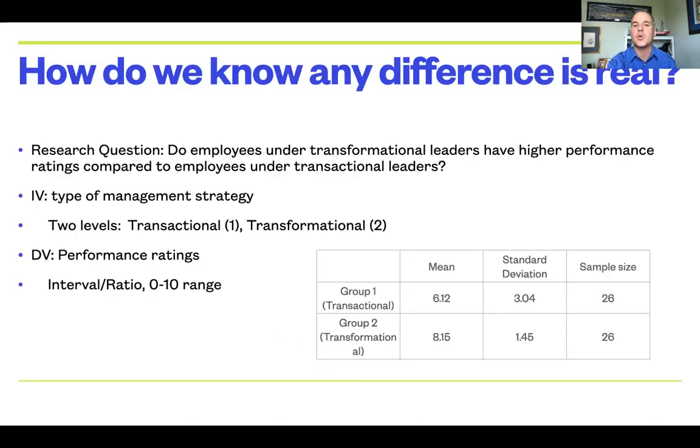So in our research question here, we actually suggest a directional hypothesis. We're suggesting that employees of transformational leaders have higher performance ratings compared to employees of transactional leaders. First of all, our theory should always drive our research. We should not, in general, take an exploratory approach. We should have a theoretical approach.